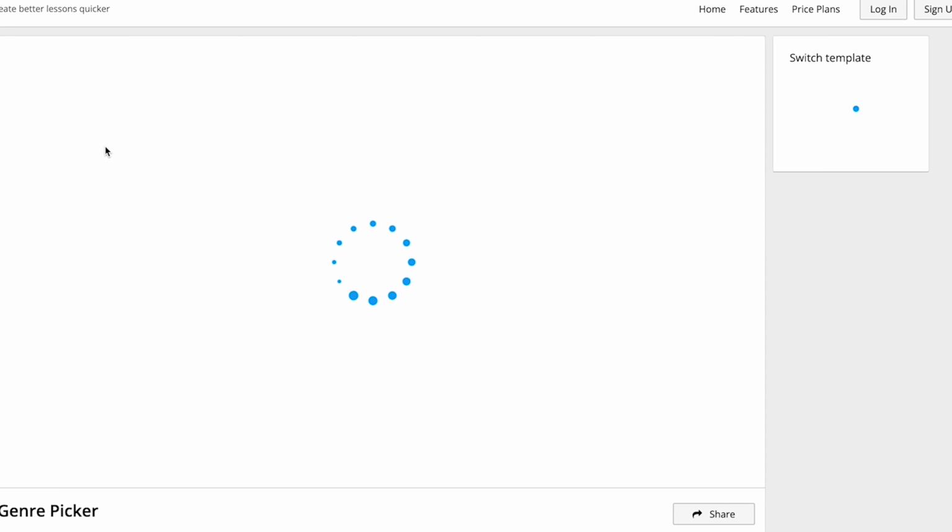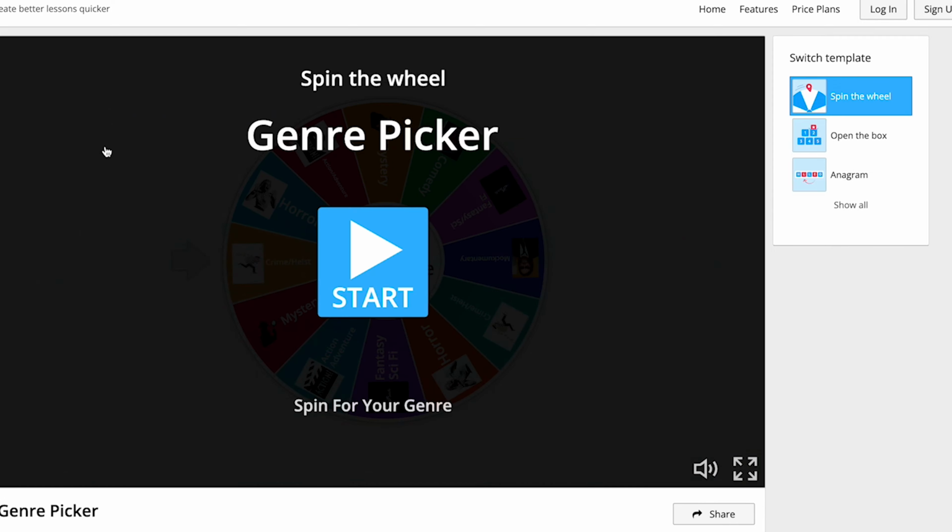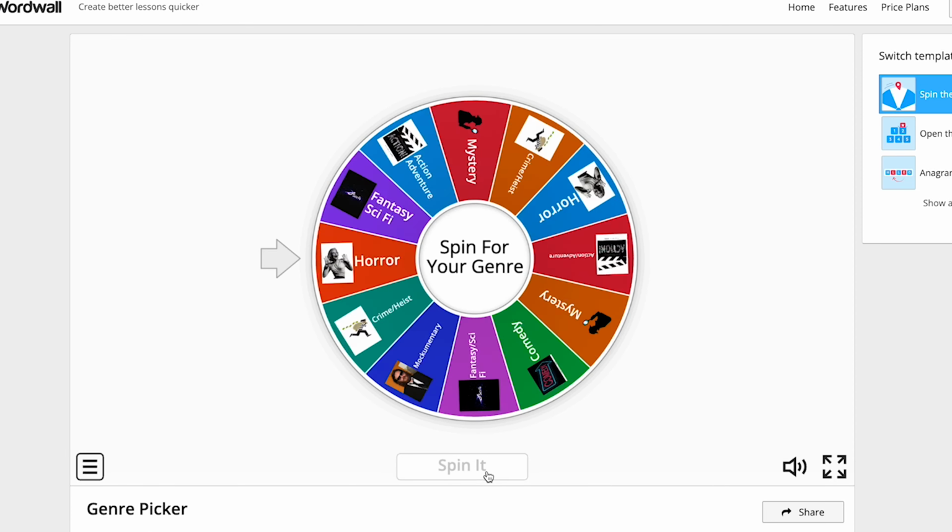Now that's a very basic breakdown of what this is and how this serves to construct story. So now we're actually going to do it. So I am going to genre picker to pick a genre. I'm really scared. Spin it.